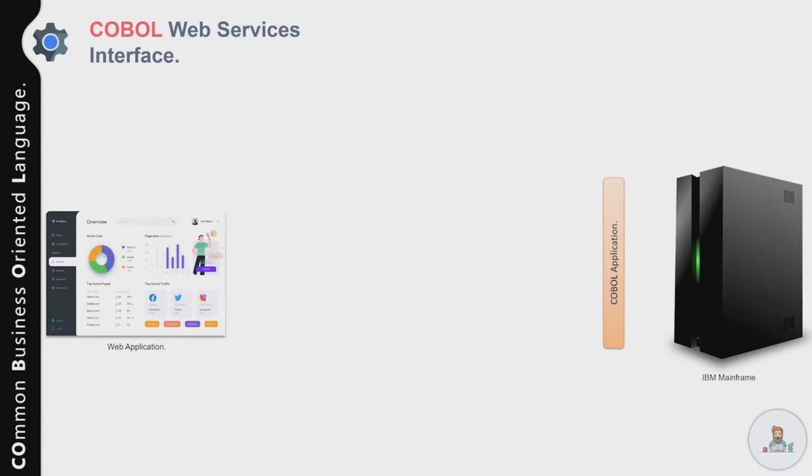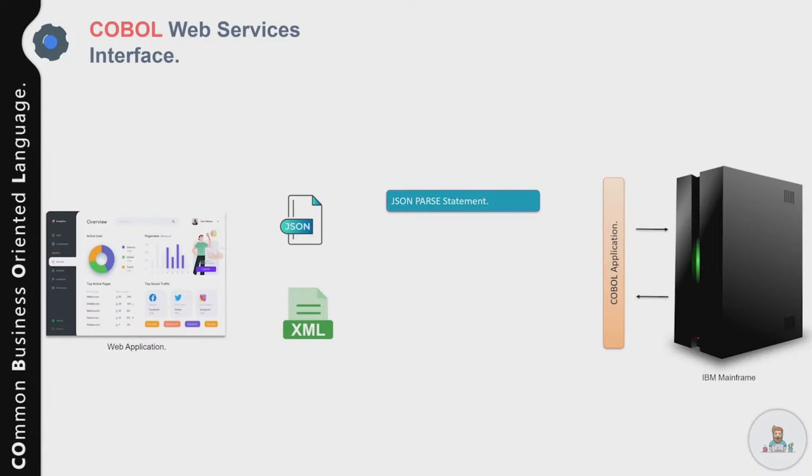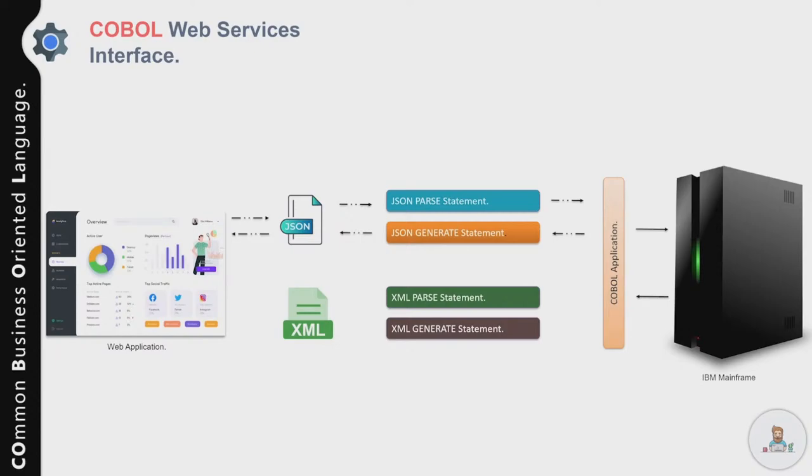Now, if you look at the diagram, you can clearly understand that on one side you have a web application, which is hosted on a non-mainframe platform, and on the other side you have a COBOL application, which is hosted on the IBM mainframe. Let's say our web application is communicating with the COBOL application in JSON format. In this case, you can use two separate COBOL statements. The first one is the JSON PARSE statement, which is used to consume the JSON message that you've received from the web application. Apart from that, you can use the JSON GENERATE statement, which will convert the COBOL data item or the COBOL output into a JSON format that can be processed by a web application.